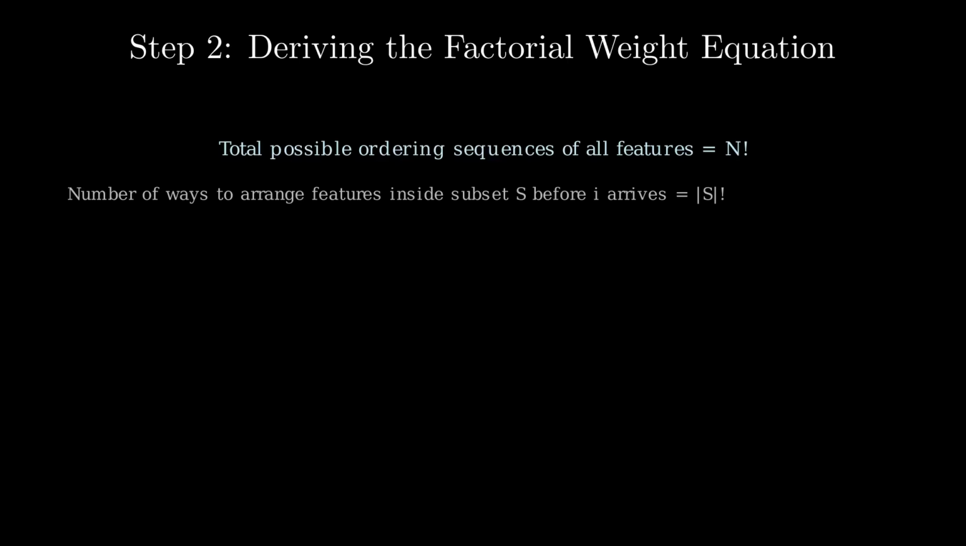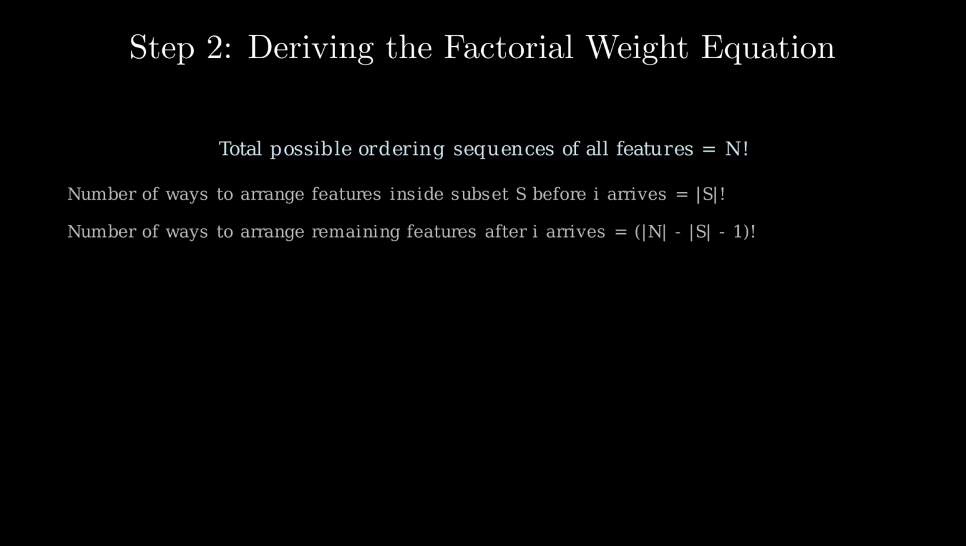If feature I joins a pre-existing subcoalition subset s, those features inside s must have arrived before I. The number of unique ways to arrange those initial members is the size of s factorial. Similarly, all remaining features must arrive after feature I. The count of these remaining features is the total size N minus the size of s minus 1 for feature I itself. They can be arranged in N minus s minus 1 factorial ways.